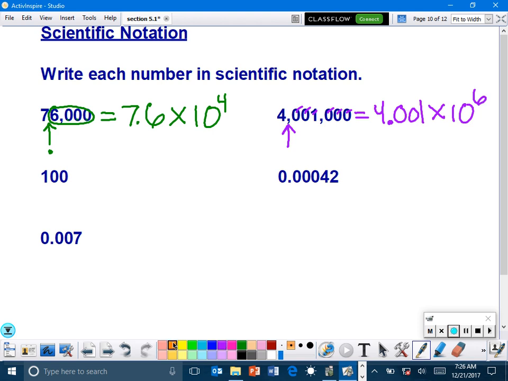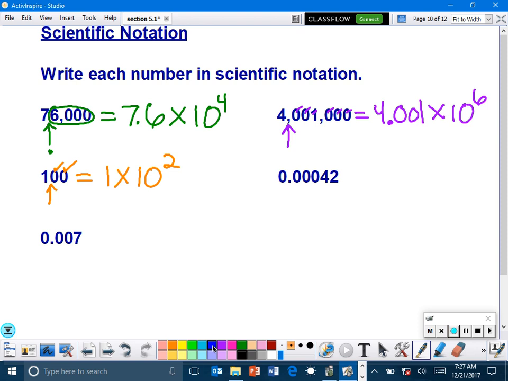Okay, the next one. Again, I want the decimal right here. So I'm going to put 1. But since the zeros are going to drop off, I don't need a decimal. I only need a decimal if there's another number behind it. So I don't need to physically put the decimal there. So 1 times 10 to the 2nd power.